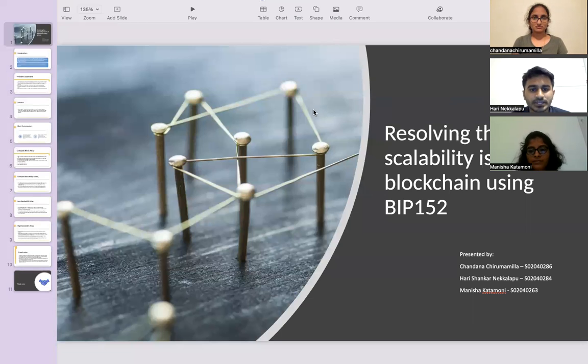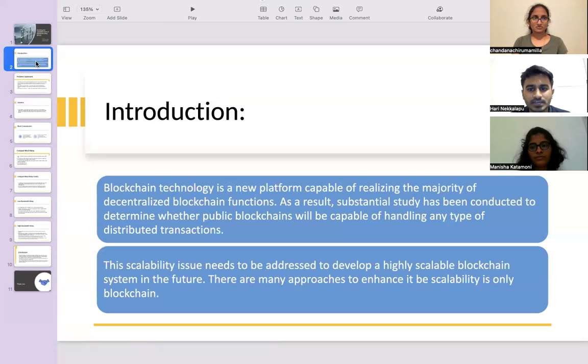Myself, I'm Harishankar Naikalapu, and my teammates are Chandana Chirmamilla and Manisha Kotamani. And today we are here to discuss blockchain technology. Our project is about resolving the scalability issue of blockchain technology.